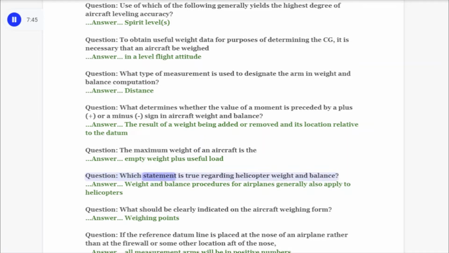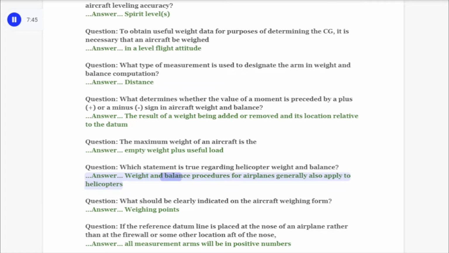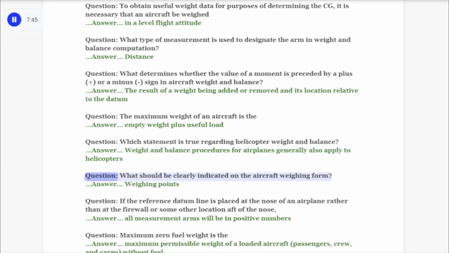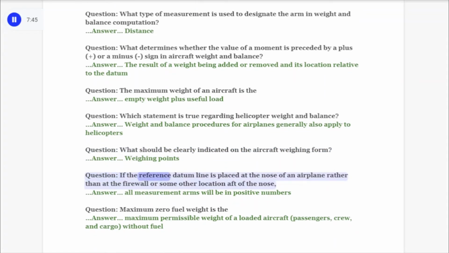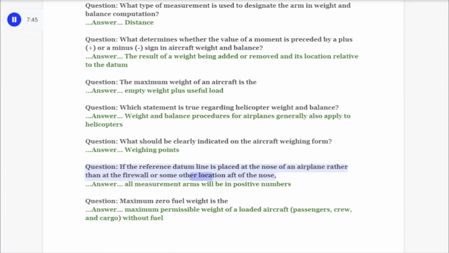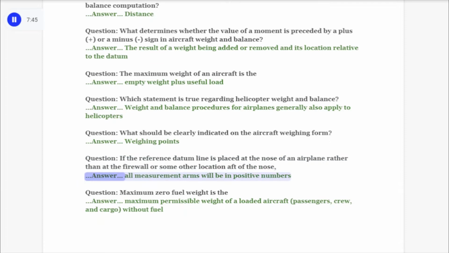Question. Which statement is true regarding helicopter weight and balance? Answer. Weight and balance procedures for airplanes generally also apply to helicopters. Question. What should be clearly indicated on the aircraft weighing form? Answer. Weighing points. Question. If the reference datum line is placed at the nose of an airplane rather than at the firewall or some other location after the nose. Answer. All measurement arms will be in positive numbers.